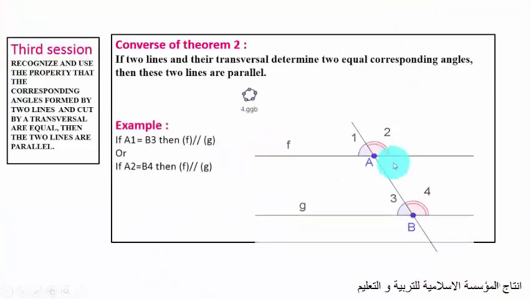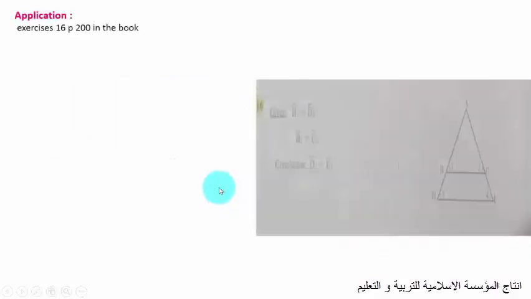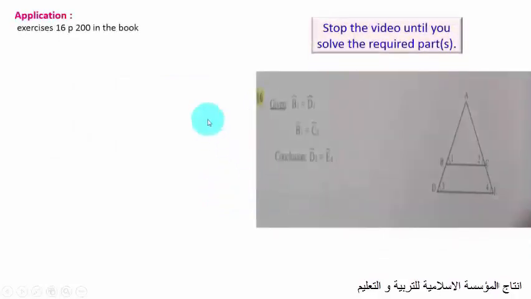Example, in the figure here, if angle A1 equals angle B3 and they are corresponding, then we can say that F and G are parallel. Also, if angle A2 equals angle B4, we can say that line F is parallel to line G. Application, exercise 16. Please, my lovely students, stop the video until you solve the required parts.